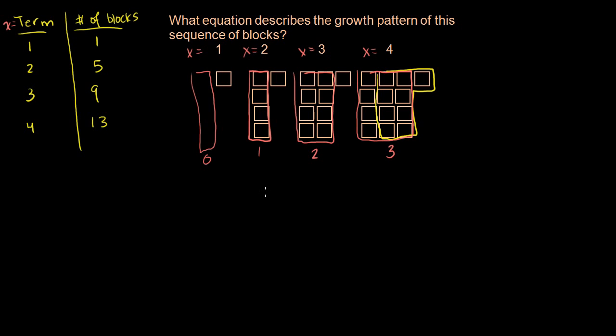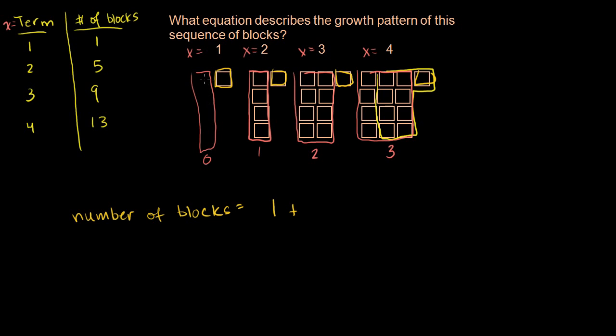So what's a pattern here? Or how can we express the number of blocks we're going to have given the term that we have? Well, it looks like we're always going to have one block. So let me write the number of the blocks. It looks like we're always going to have one, right? We have this one right here, that one right there, that one right there, that one right there. It looks like we always have 1 plus a certain number of columns of 4. But how many columns do we have?